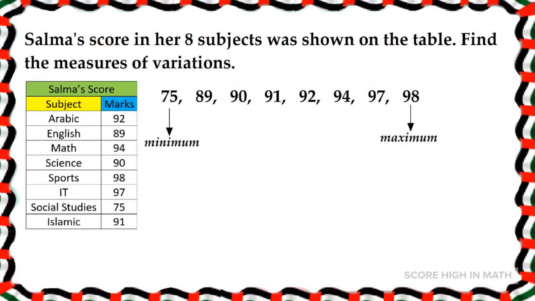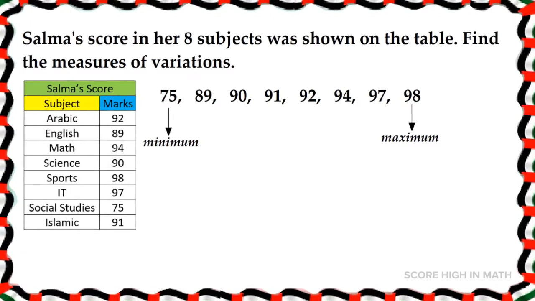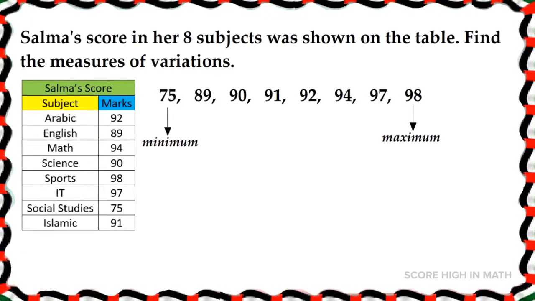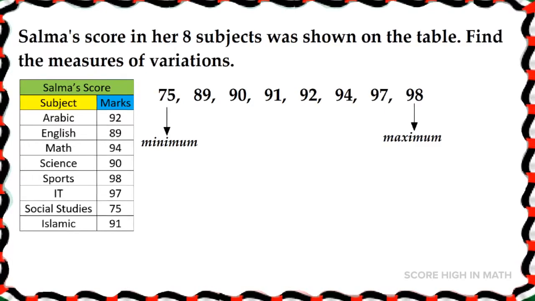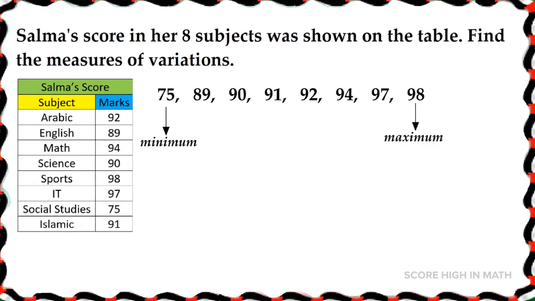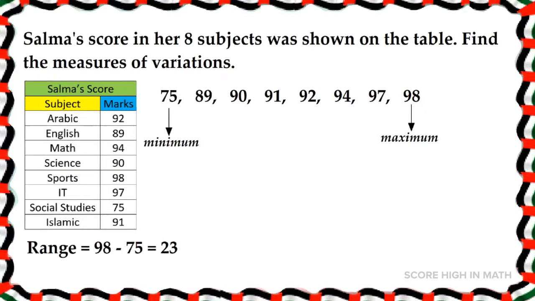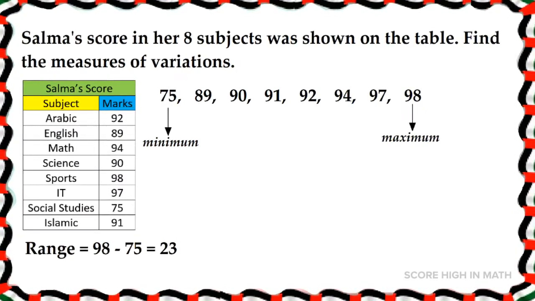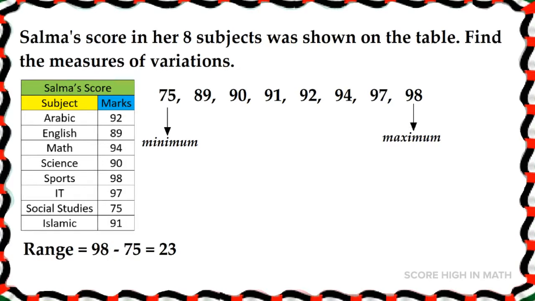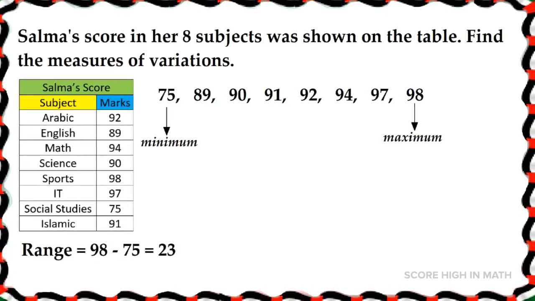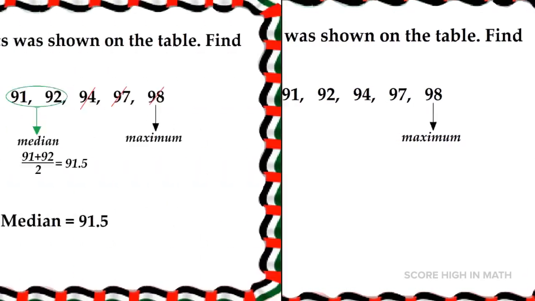We can find out right away which one is the minimum and the maximum number. So 75 is the minimum and 98 is the maximum. We can right away solve for the range: the highest minus the lowest number. So 98 minus 75, the range is 23.